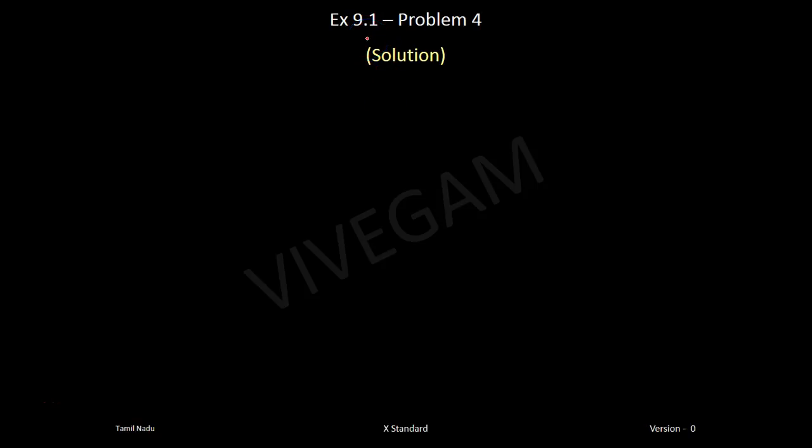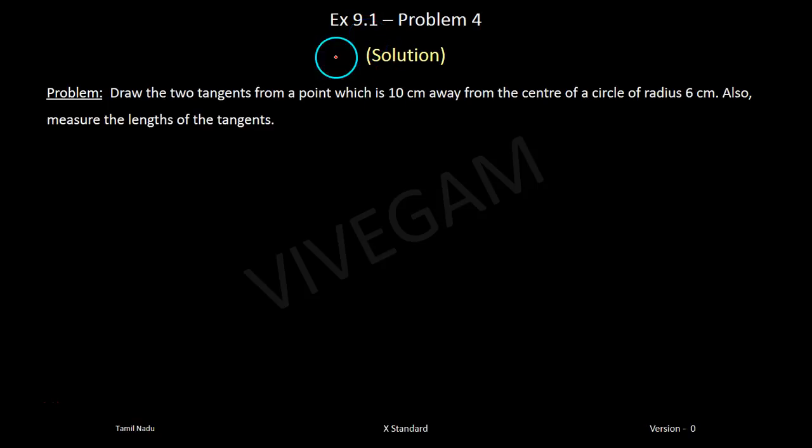Exercise 9.1 Problem 4 Solution. Draw two tangents from a point which is 10 cm away from the center of a circle of radius 6 cm. Also, measure the lengths of the tangents. So it's like the previous problem.